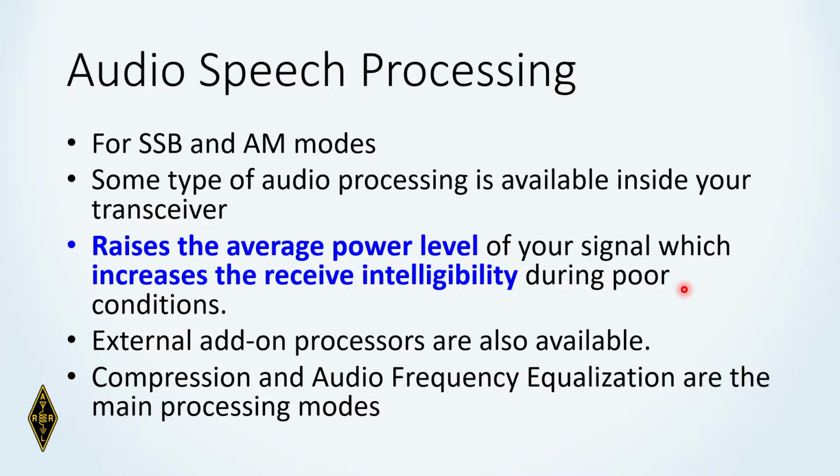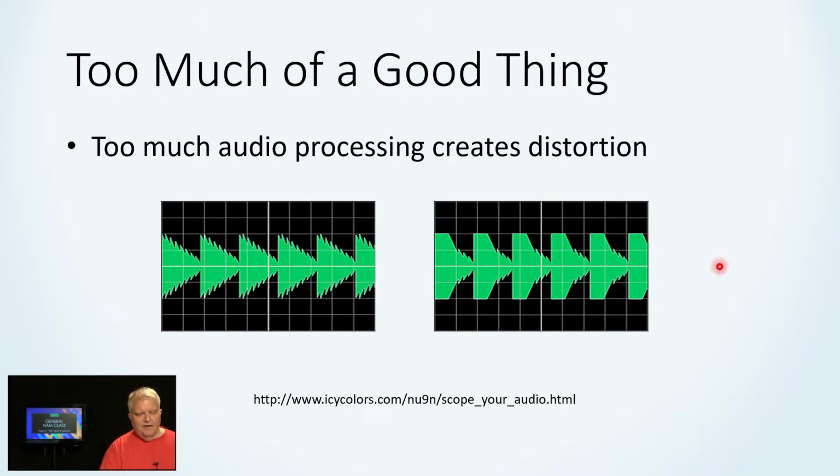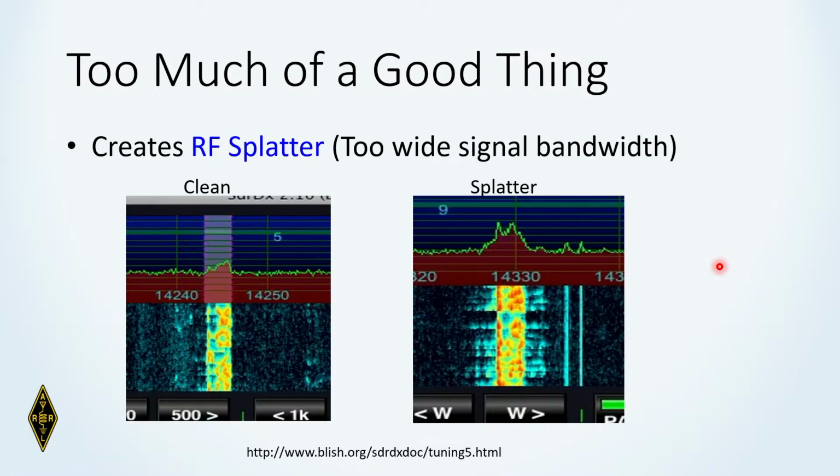But too much of a good thing is not a good thing. You end up clipping the signal. It should be this, and it's this. The other thing is that when you do that, it creates RF splatter, which makes the signal, which should be clean and about this wide, get really wide. And so that 3 kilohertz signal that you thought you had, you might end up with an 8 kilohertz signal because you're splattering so much.